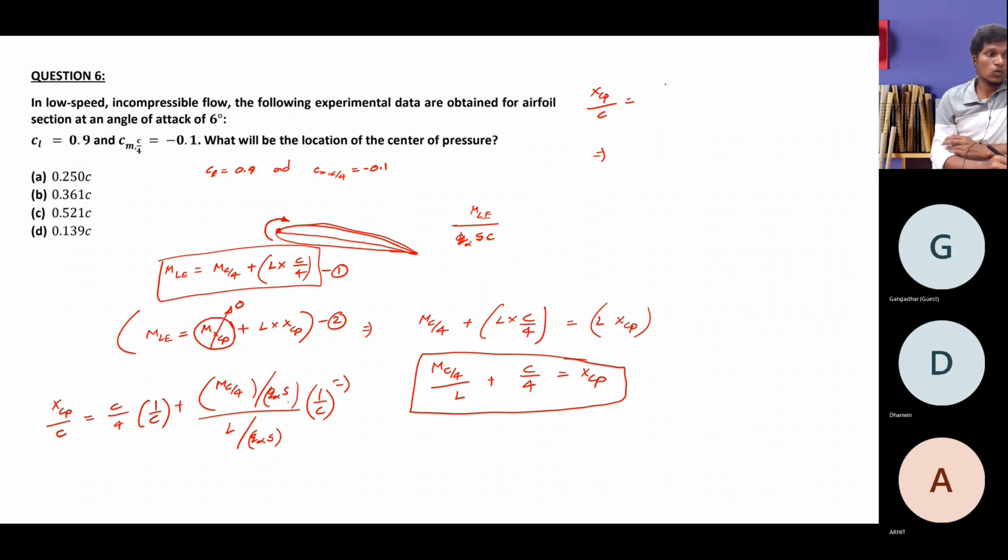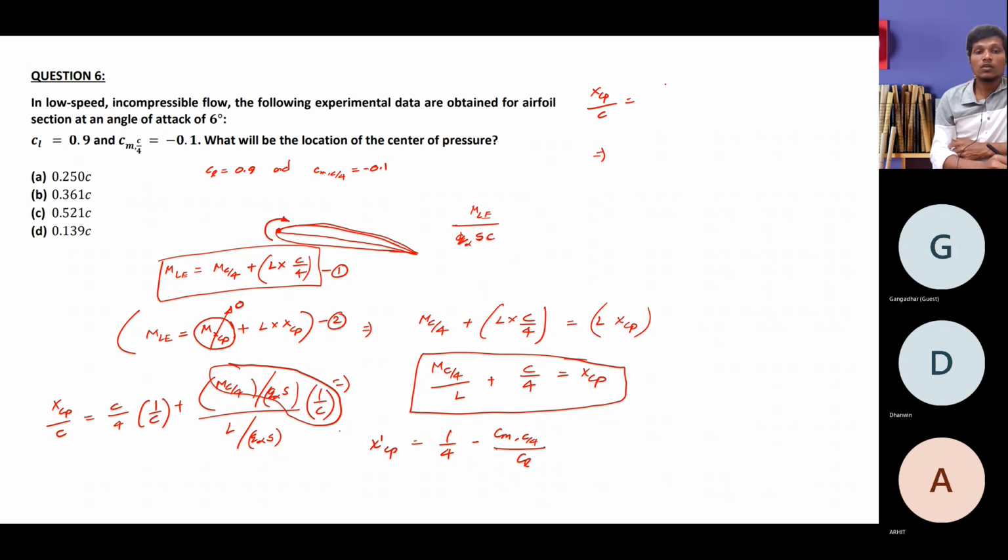Once you simplify this algebra, you will get that it's all simple algebra. Because it is Q by Q infinity, I am multiplying Q infinity and dividing Q infinity on the numerator also and the denominator also, so you can write like that. And I'm multiplying 1 by C on both left and right. So if I simplify this algebra, the non-dimensionalized X bar CP, where prime indicates the non-dimensional form, is equal to 1 by 4 minus the coefficient CM C by 4, the coefficient of moment at quarter chord point, divided by the total CL.